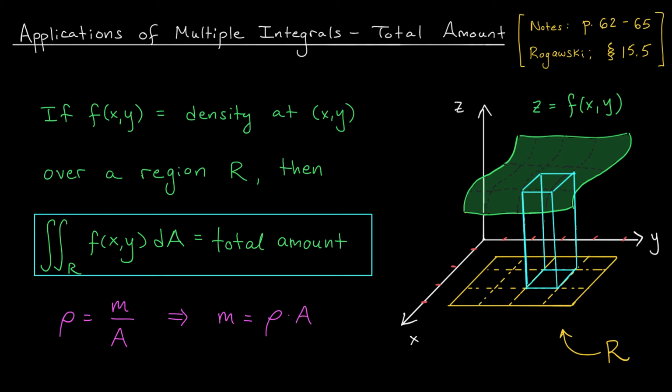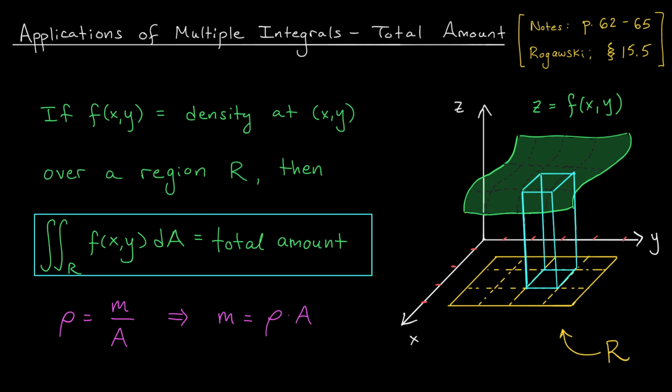But what if our object doesn't have constant density? What if the density changes as we move throughout our region? Well, if that's the case, maybe then the density can be represented by this curved surface living above our region. At the point (x,y), the density is given by the height of the curve f(x,y). If we still wish to know the total mass of our object given its density, well, now we can't use this formula, mass equals density times area, because the density isn't constant.